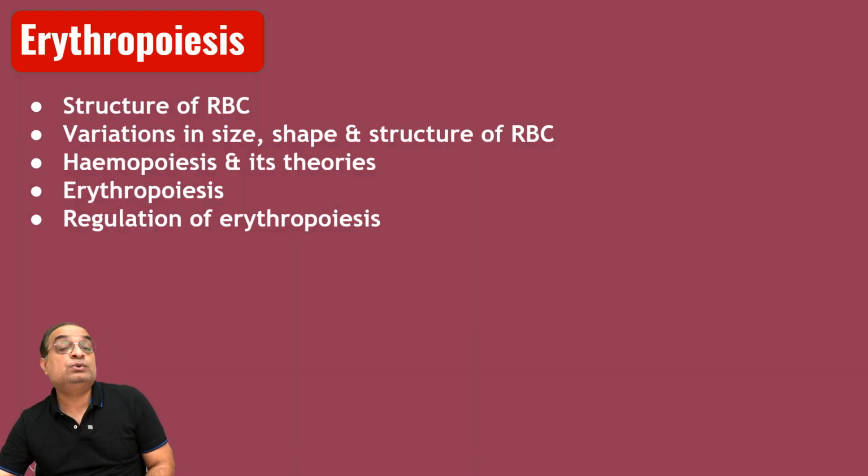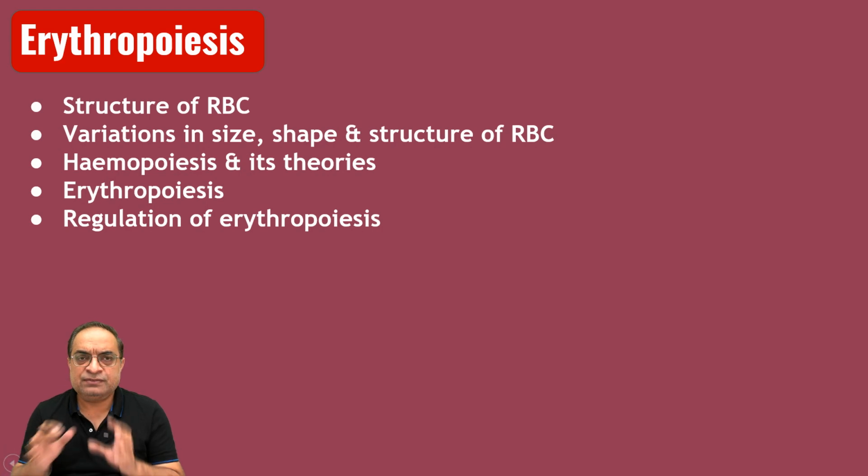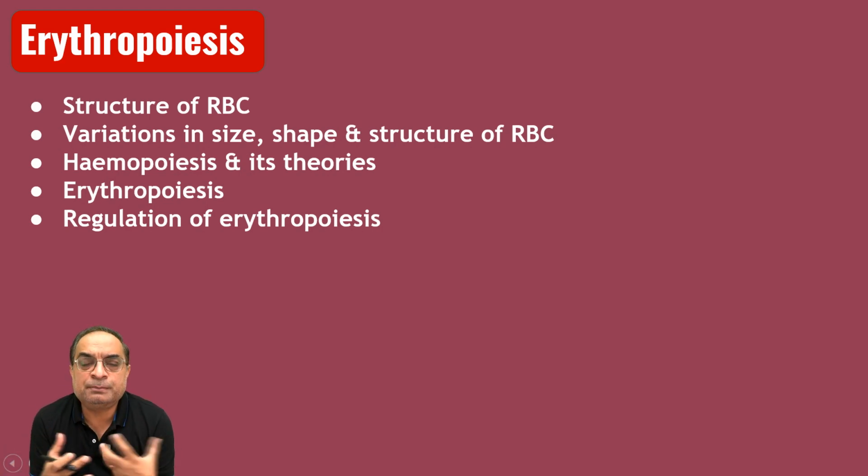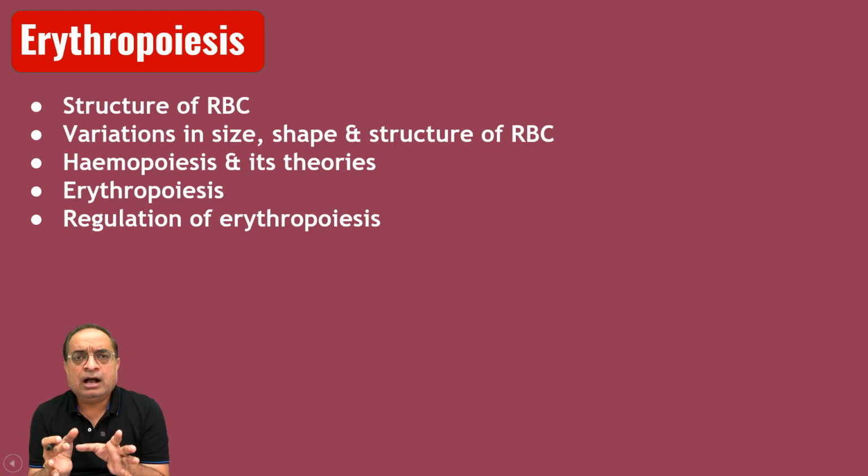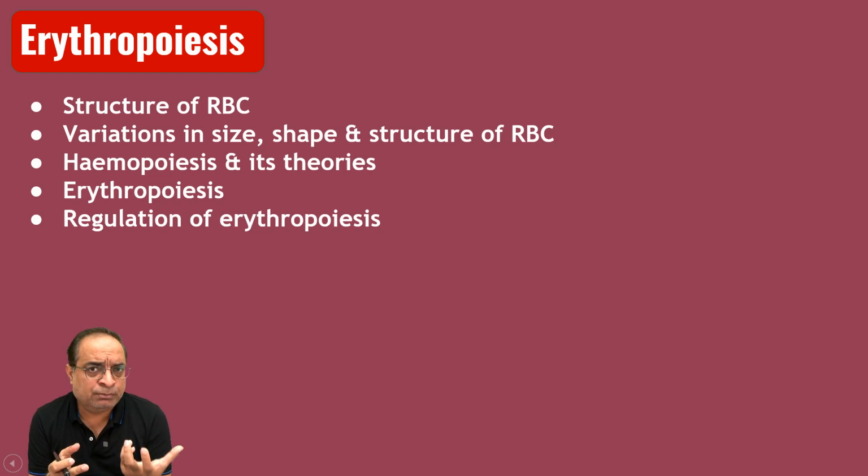Next topic is about erythropoiesis. Erythropoiesis means the formation of RBCs. We know our bones have bone marrow. There is red bone marrow, yellow bone marrow. Red bone marrow is the active bone marrow. So hemopoiesis, that is formation of the blood, occurs in the bone marrow. Erythropoiesis is the formation of the RBCs.